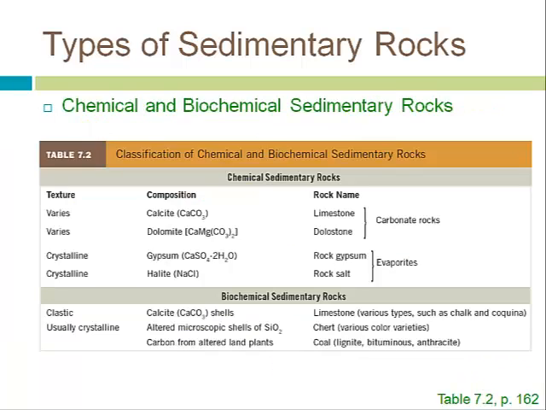Now these are the rocks that basically form through cementation of materials or evaporites, where it's a process of evaporation. So you have different textures. You have the limestones and the dolostones, which are pieces of often other shells or fossils or whatever that are stuck together with calcium carbonate.